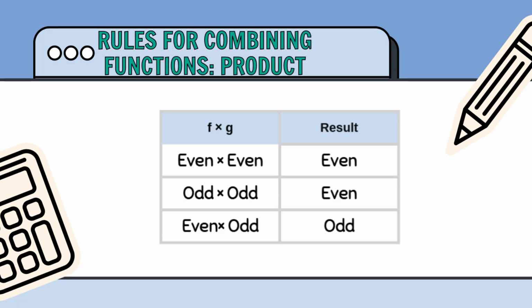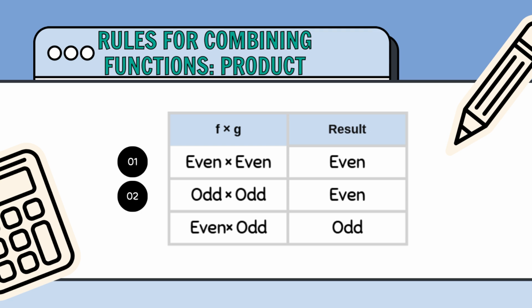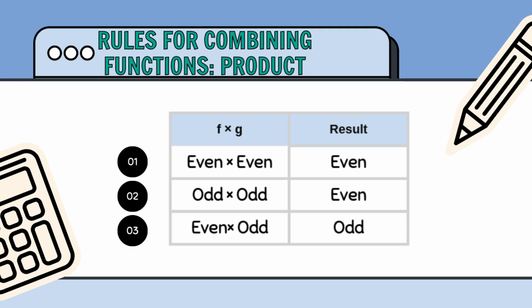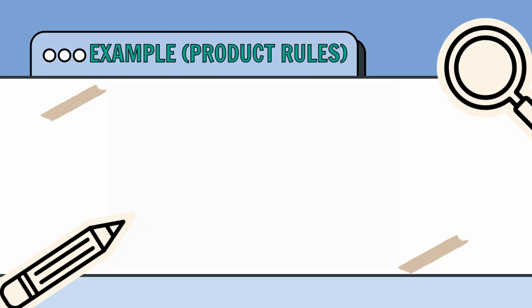Here's a summary of the product rules in a table. Multiplying two even functions always gives an even function. Multiplying two odd functions also results in an even function. But if you multiply an even function with an odd function, the result is an odd function. Let's look at a few examples.